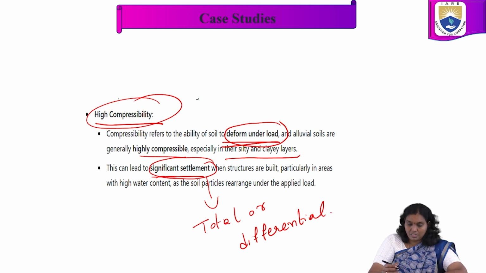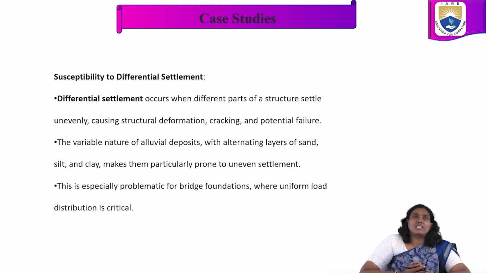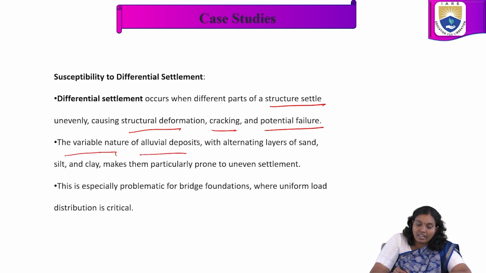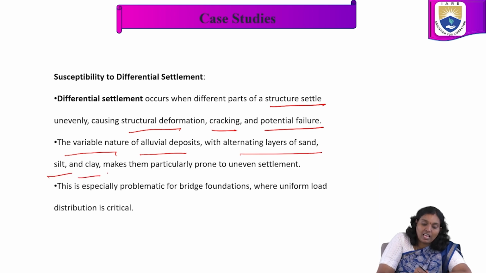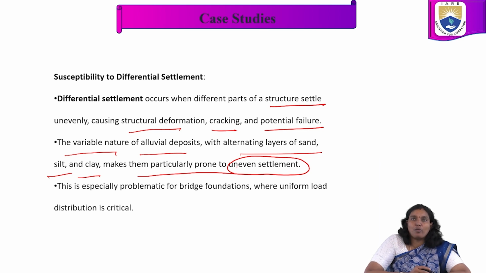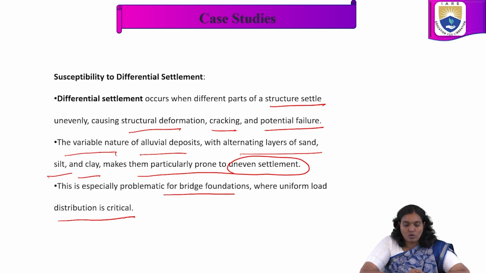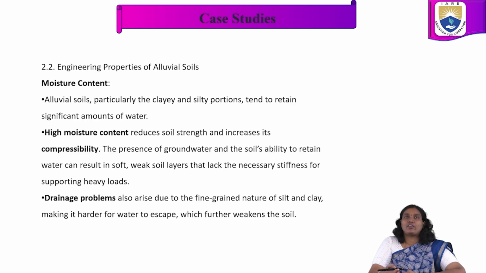So these high compressibility, these solve the problem. Susceptibility to differential settlements occurs when different parts of a structure settle unevenly, causing structural deformation, cracking, and potential failure. The variable nature of alluvial deposits, with alternating layers of sand, silt, and clay, makes them particularly prone to uneven settlement. This is especially problematic for bridge foundations, where uniform distribution is critical. We require this uniform distribution, and it is very critical in these particular scenarios.